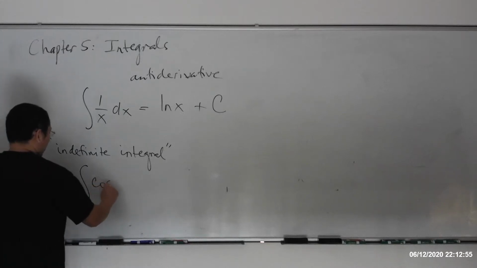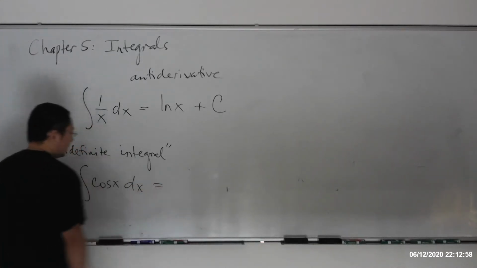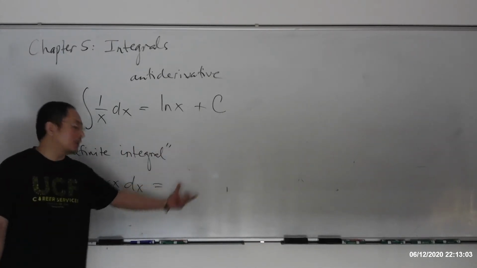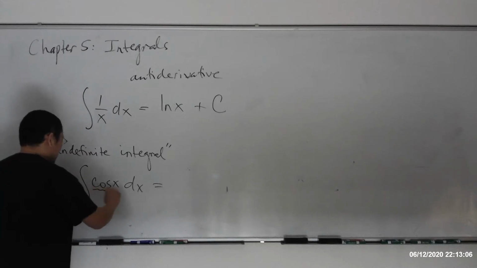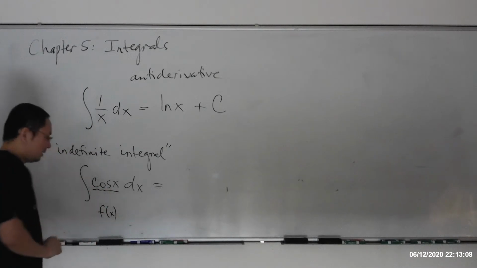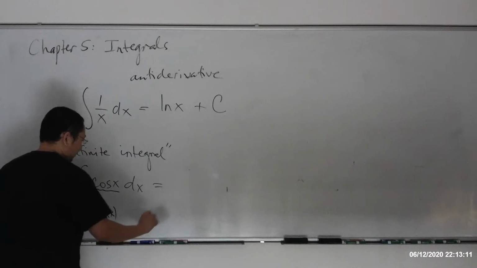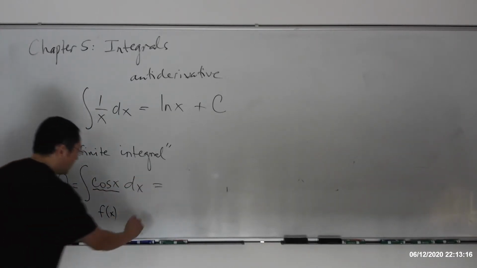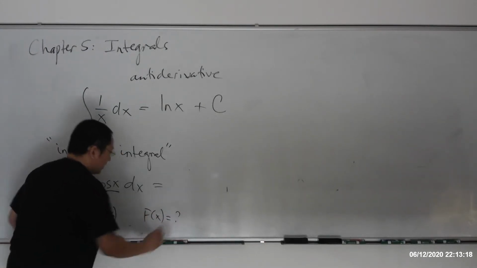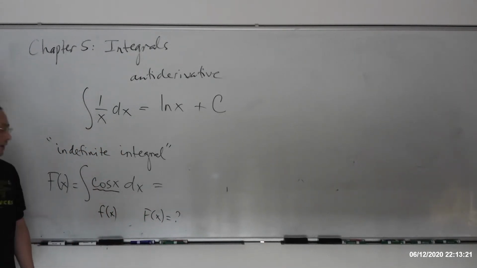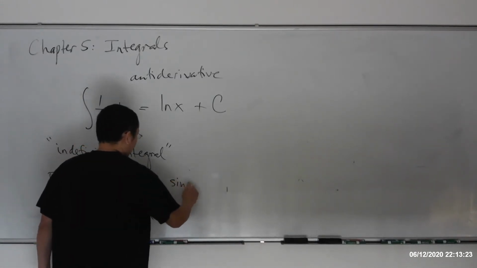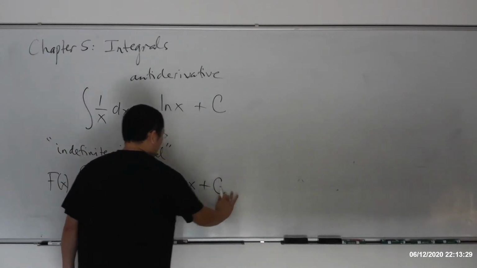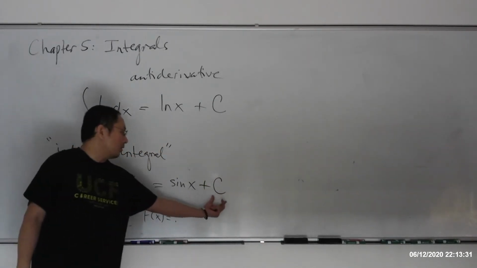The integral of cosine of x dx. Now, you don't take the derivative of cosine. You ask yourself, what function, when I take the derivative, is equal to cosine? So this cosine right here is your little f of x, and you are looking for big F of x. What function has a derivative equal to cosine? You know that it's going to be sine of x. And don't forget to add plus c, because it's not just one function. It is actually a family of functions. You can add any constant.